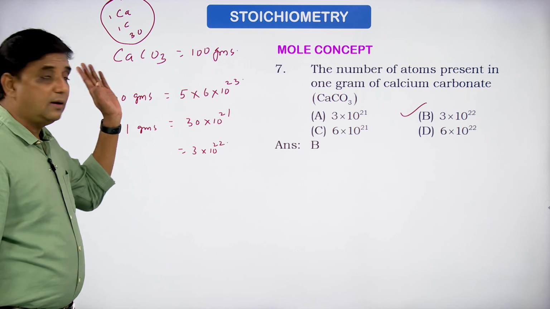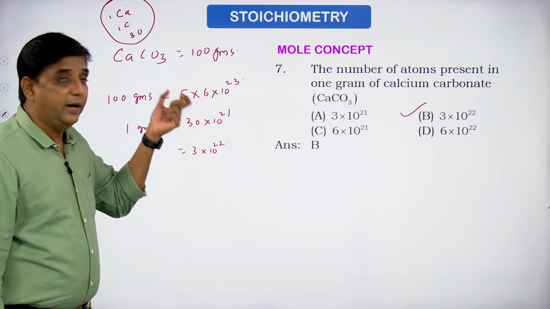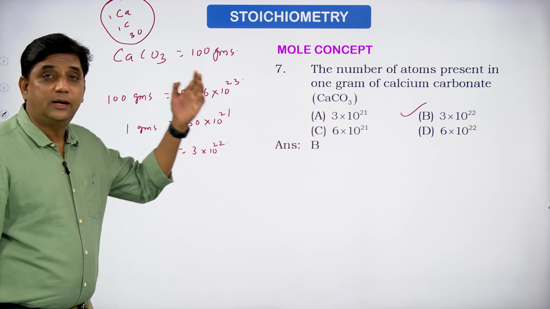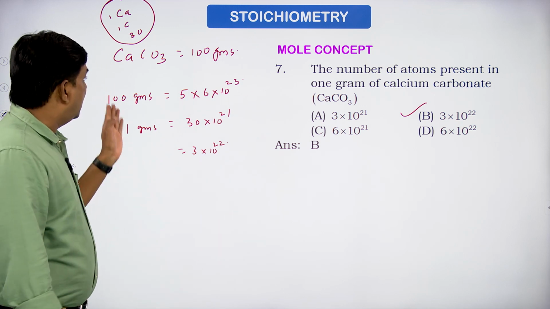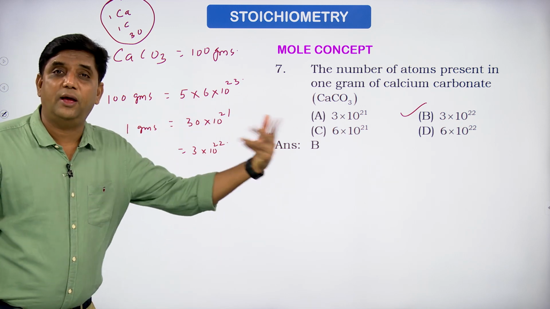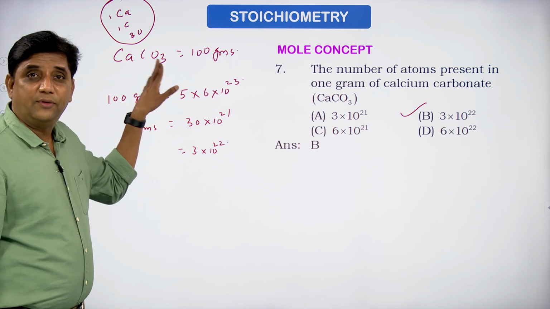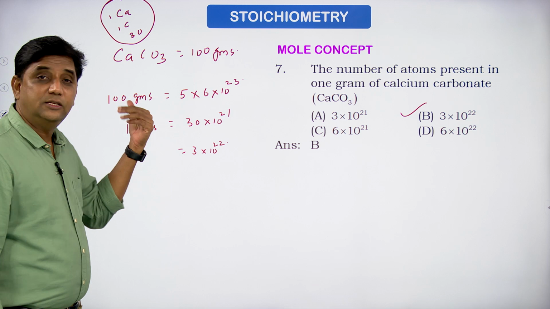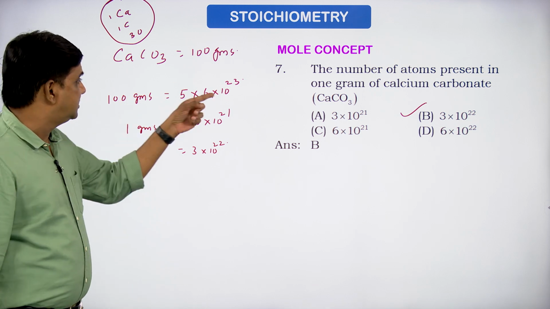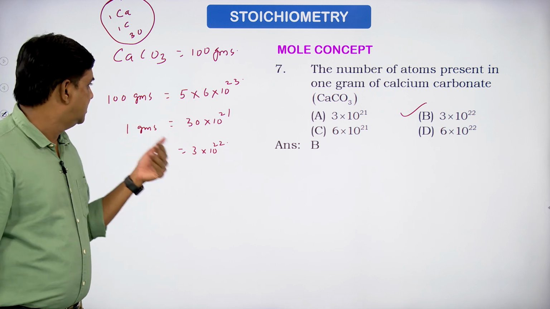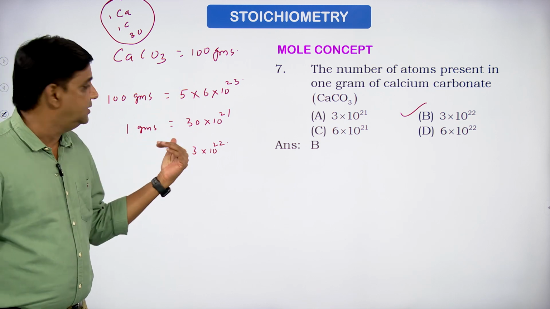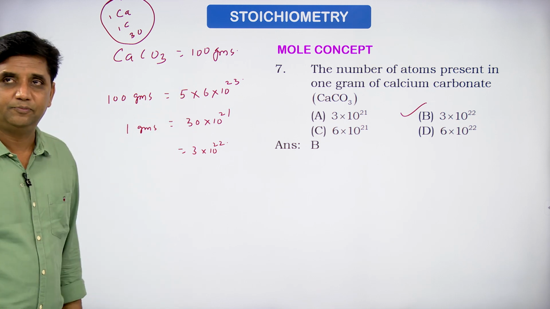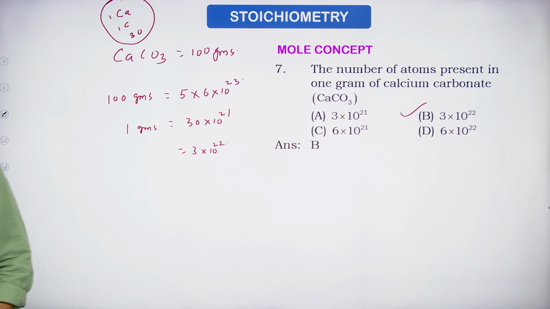So when 1 calcium carbonate formula unit contains 5 atoms, then 1 mole of calcium carbonate contains 5 moles of atoms. 1 mole of calcium carbonate is equal to its gram formula weight, which is equal to 100 grams. 100 grams, this much. 1 gram how much? Divided by 100 this side, divided by 100 this side, you will get the answer like this. Have a look, student.